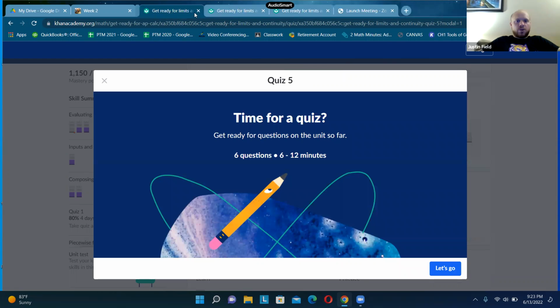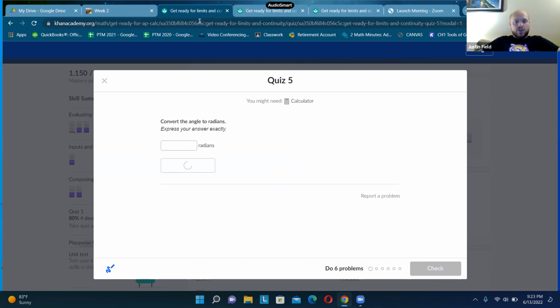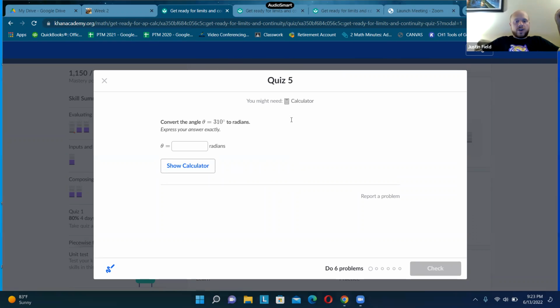Moving right along. All right, quiz 5. 6 questions. Oh my goodness, we are switching gears, everybody. All right, radians, degrees. The degrees can be changed to the radians, and the radians can be changed to the degrees. If you start in degrees, you multiply by pi over 180, and that gets you into radians. And if you start with the radians and you want to go to the degrees, then you just multiply by 180 over pi, and that gives you the degrees.